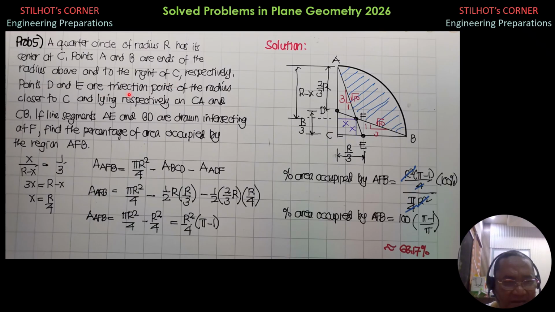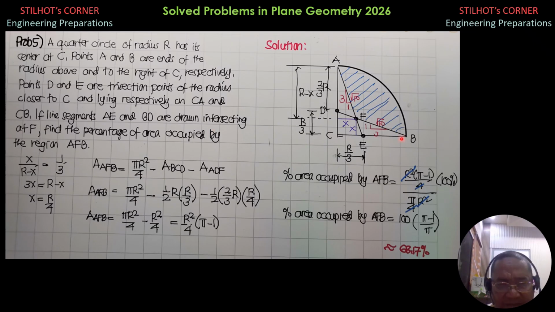Points D and E are trisection points of the radius closer to C. Trisection points are points that divide the line segment into three equal parts, and since they are close to C, so this should be D and this should be E. The distance from C is r over 3. E is also r over 3. If line segments AE, this one, and BD are drawn intersecting at F.